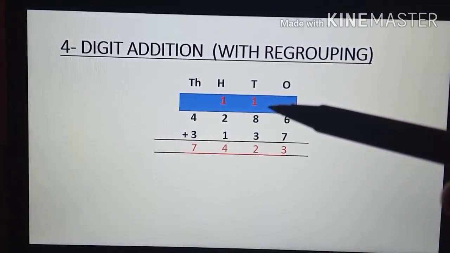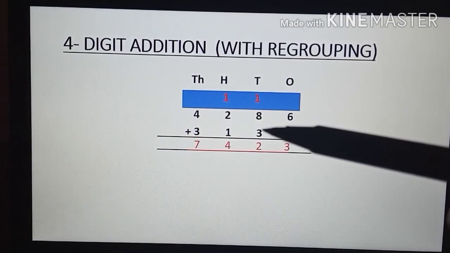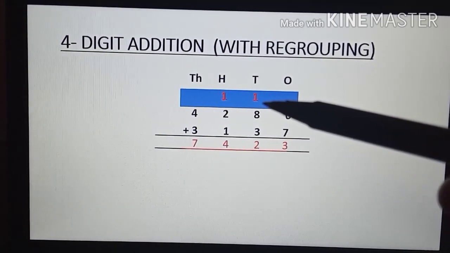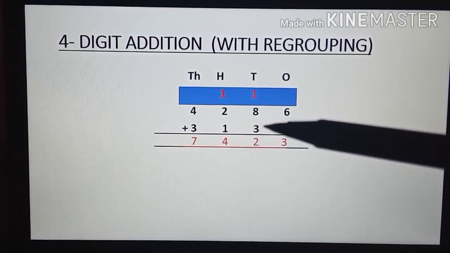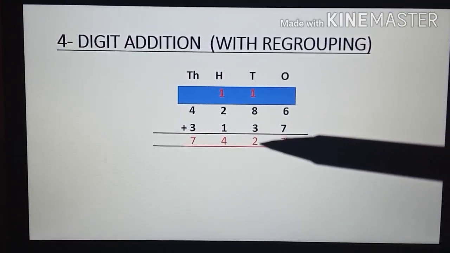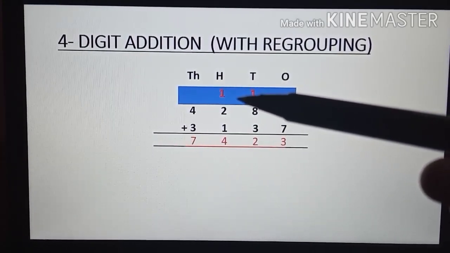Now we will add in the tens column. Digits are 1, 8 and 3. You add 1 ten, 8 tens and 3 tens. What you are getting? 12 tens. So you write here 2 in the tens column and 1 we will carry over in the hundreds column.